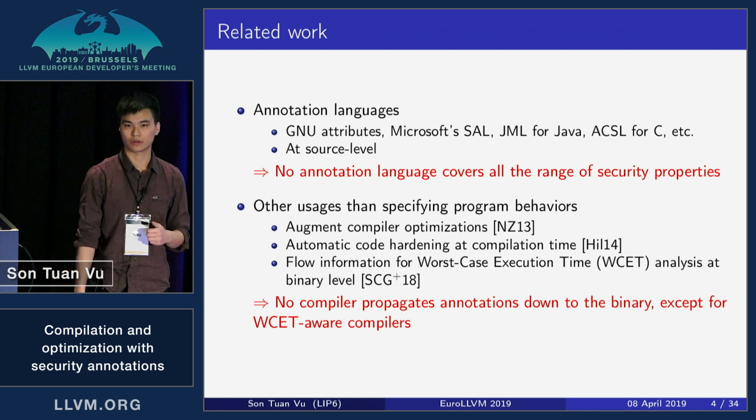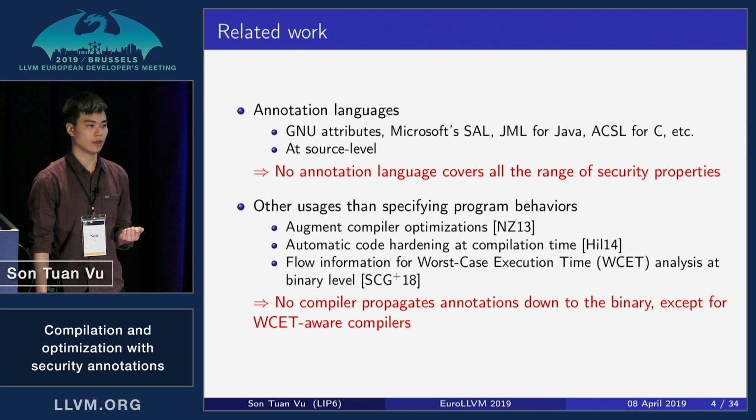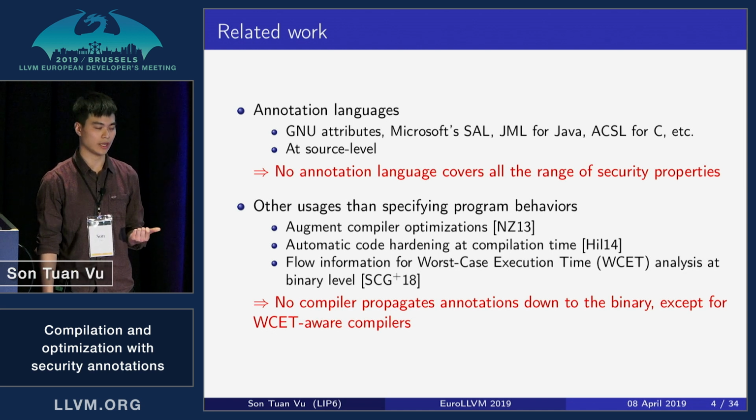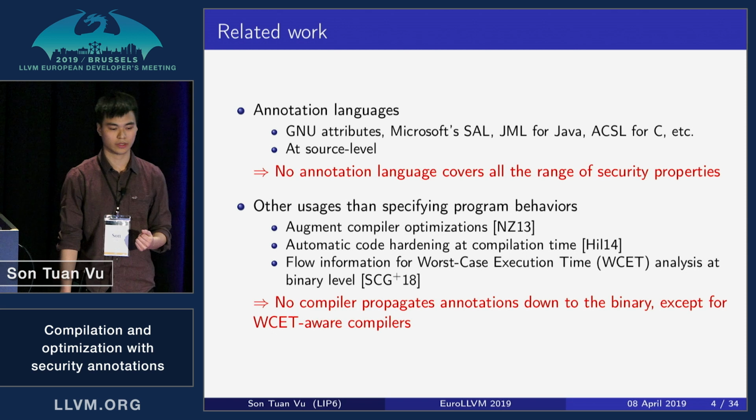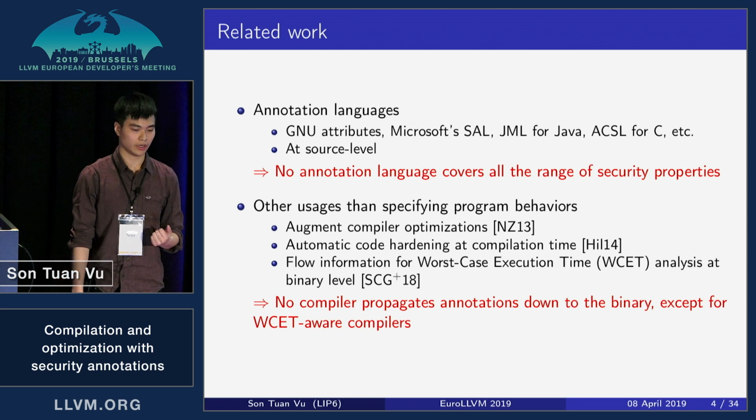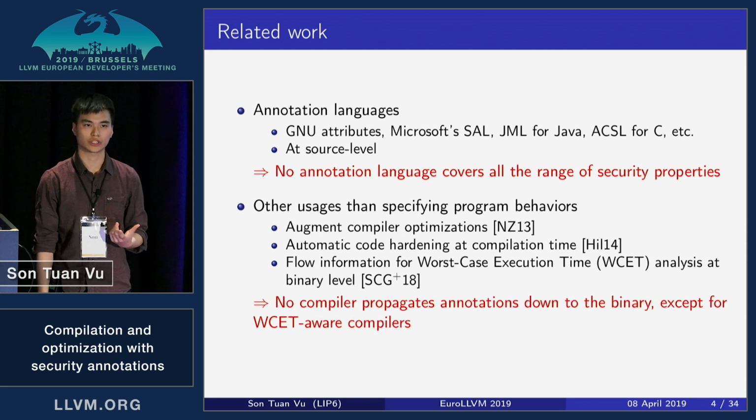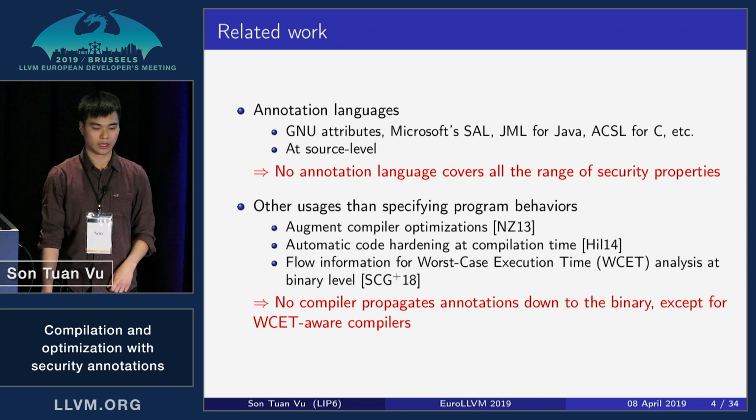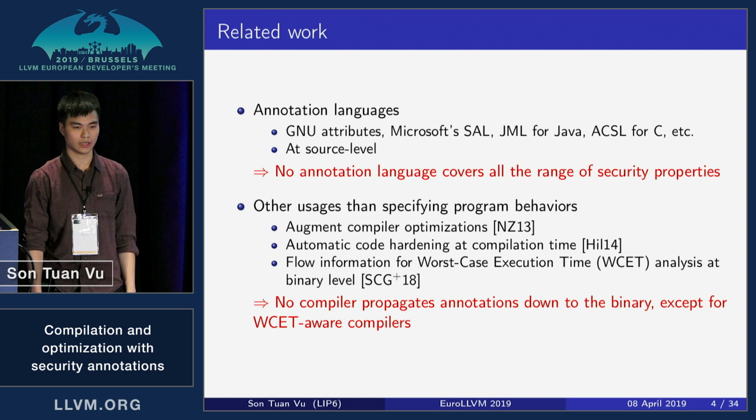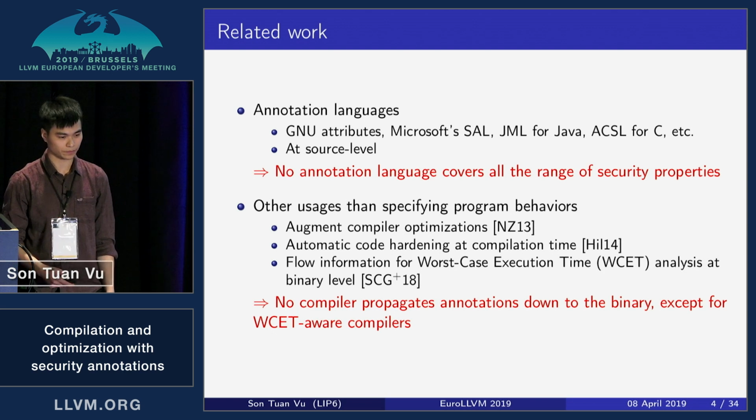Other than being used for specifying program behaviors, annotations are also used by compilers for different purposes. However, compilers generally do not emit annotations into the binary, except for WCET specific compilers.